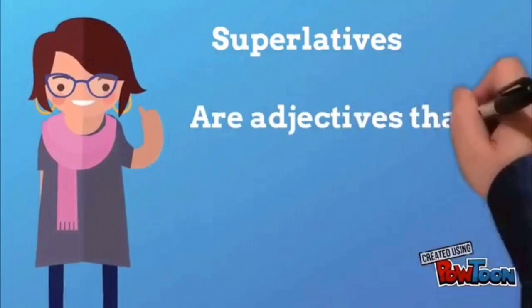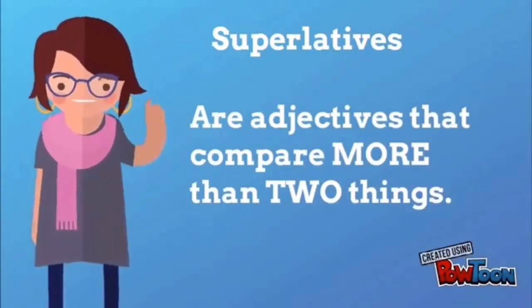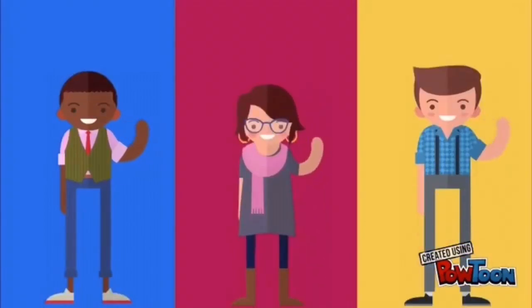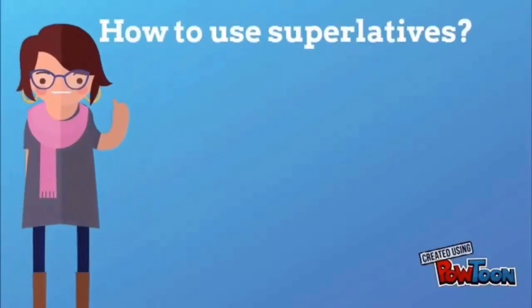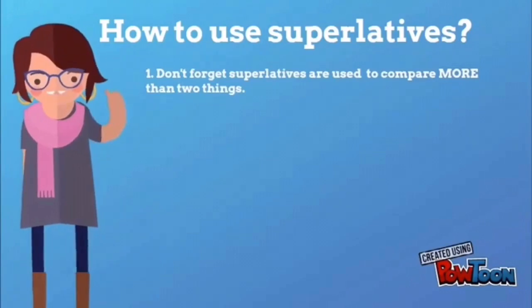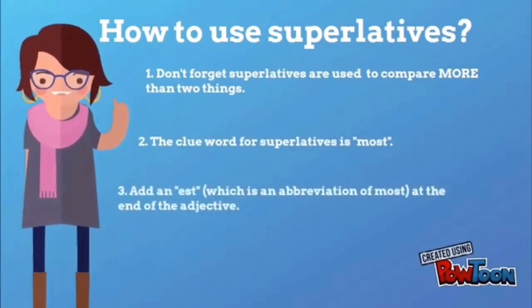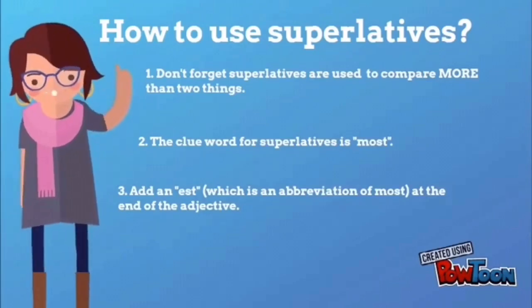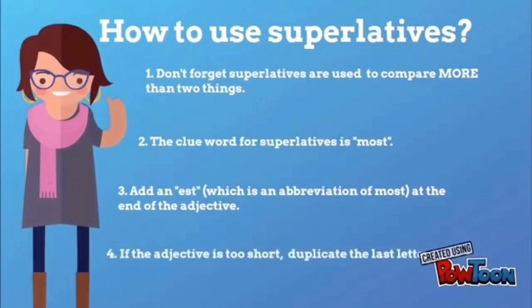Superlatives are adjectives that compare more than two things. Like comparing three people to see which one is the oldest, the youngest, and the tallest. How to use superlatives? First, don't forget superlatives are used to compare more than two things. The clue word for superlatives is must. Add an ESD, which is an abbreviation of must at the end of the adjective. And if the adjective is too short, duplicate the last letter.